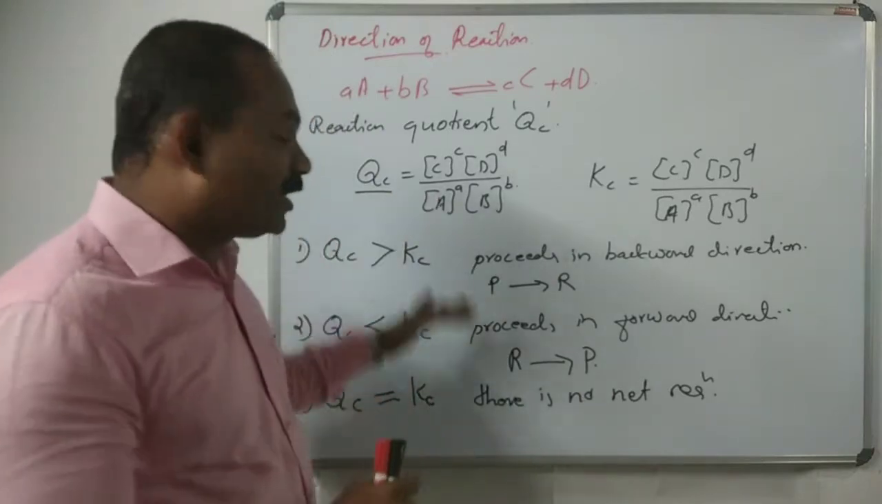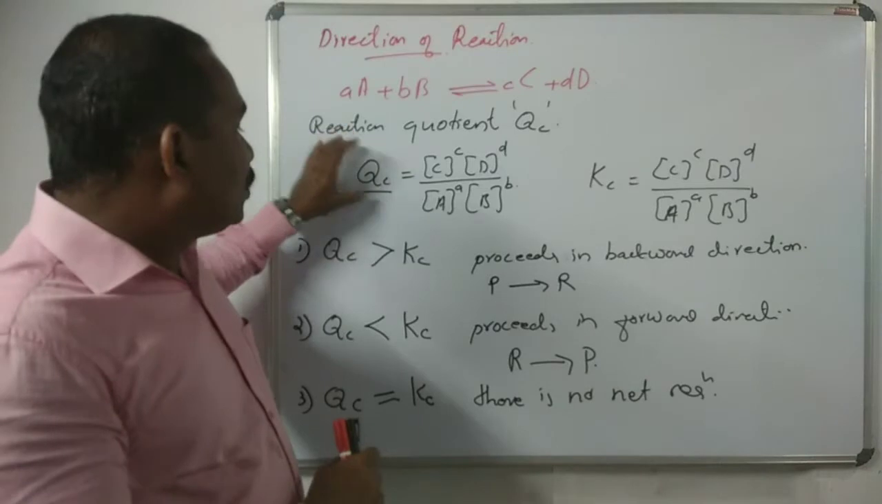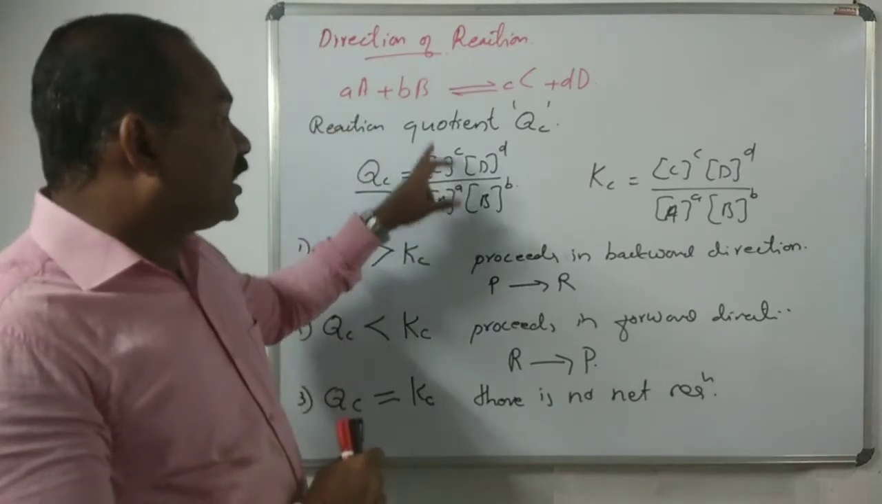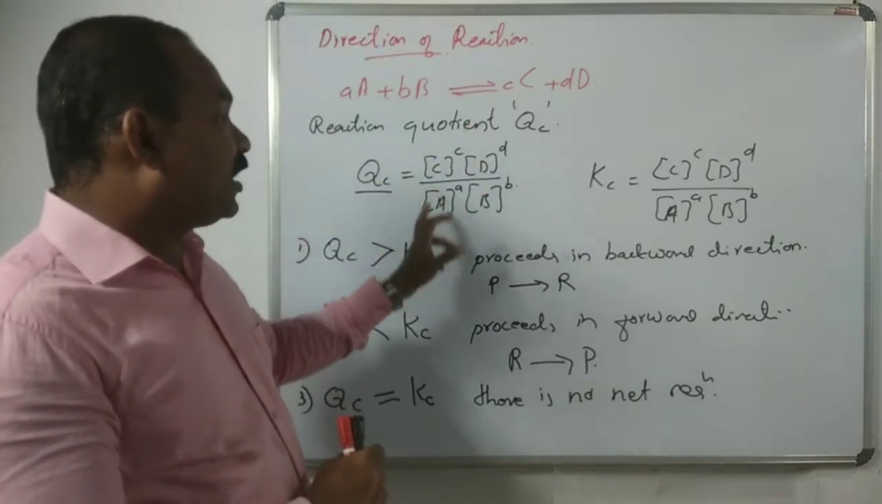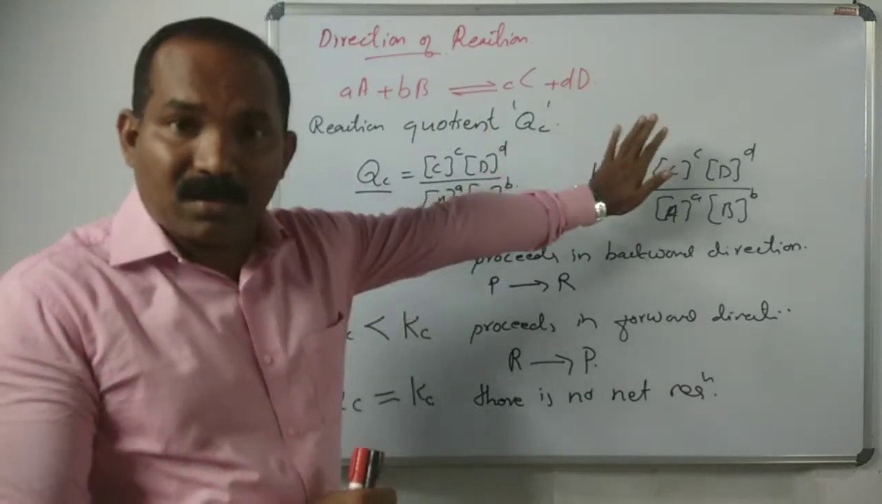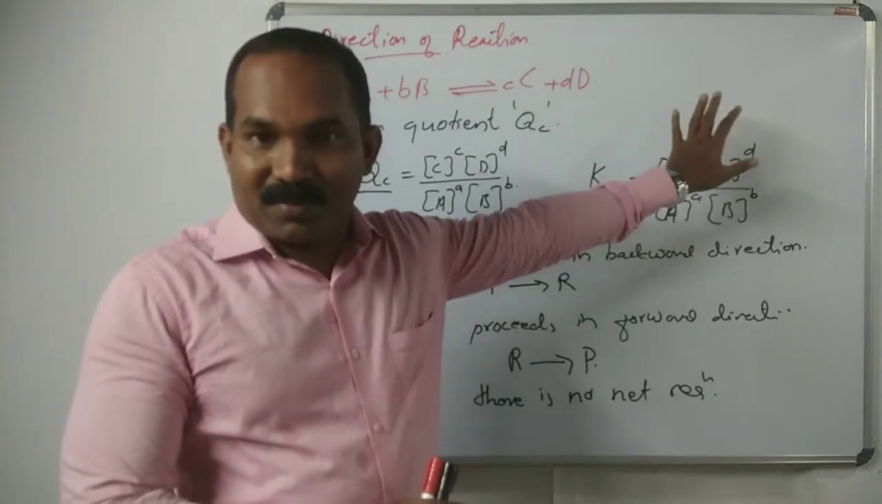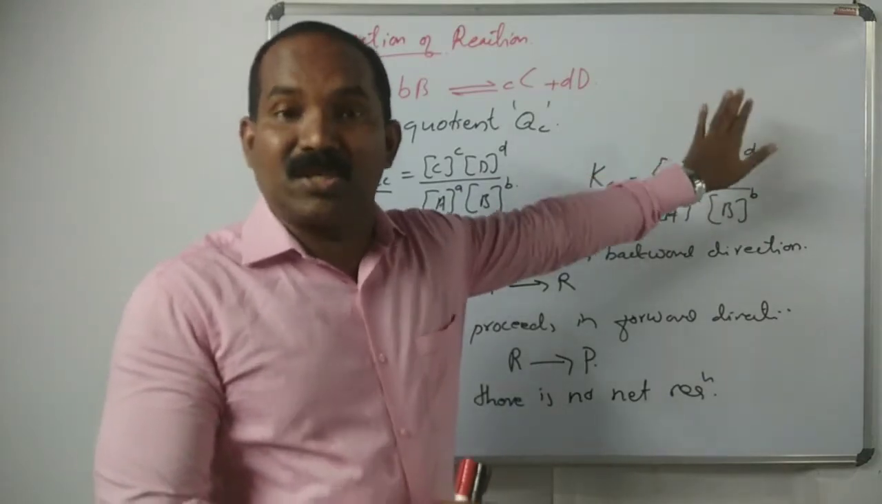Okay, so these are the three conditions. A new term Qc arrives. Qc is equal to [C]^c [D]^d divided by [A]^a [B]^b. Kc is also the same, but for Kc, the molar concentration is at equilibrium.